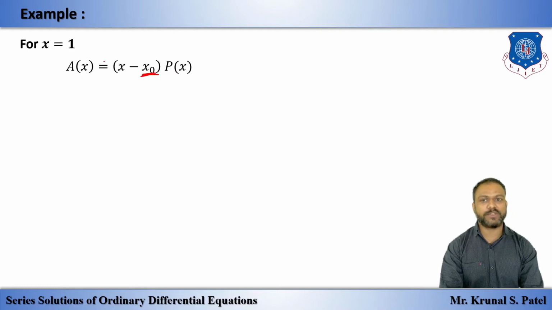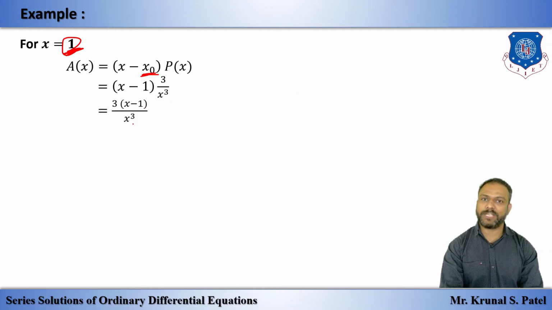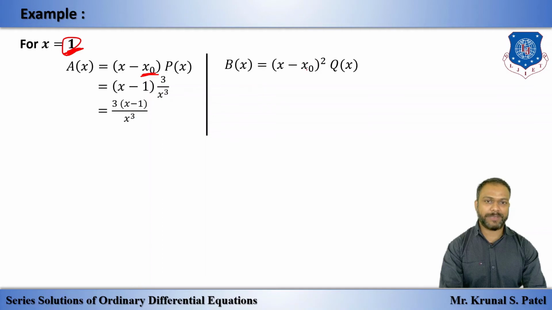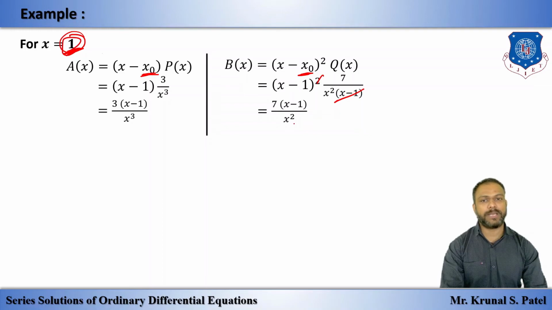Now we will put x0 equal to 1, so x minus 1 into this, so we have 3 into x minus 1 upon x cube as it is. Similarly, we have b of x, x minus x0 whole square into q of x. We will put x0 equal to 1, and by cancelling this out we have remaining 7 into x minus 1 upon x square. So now we have our a of x and b of x.